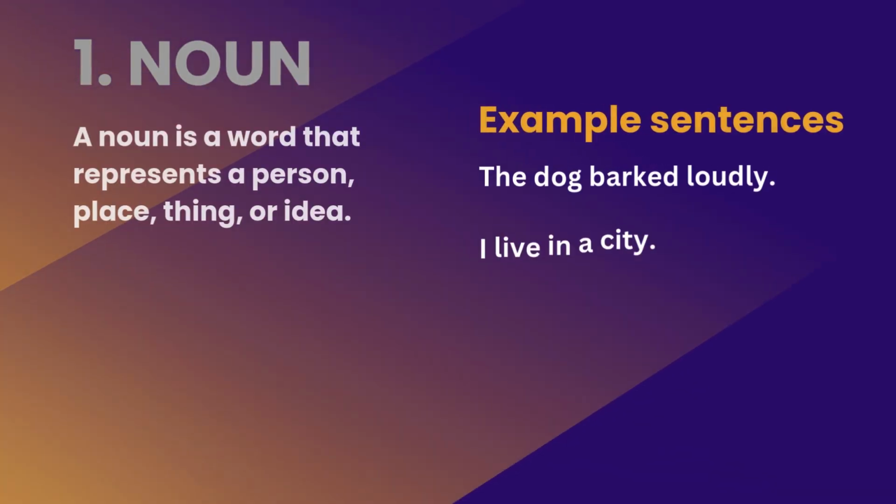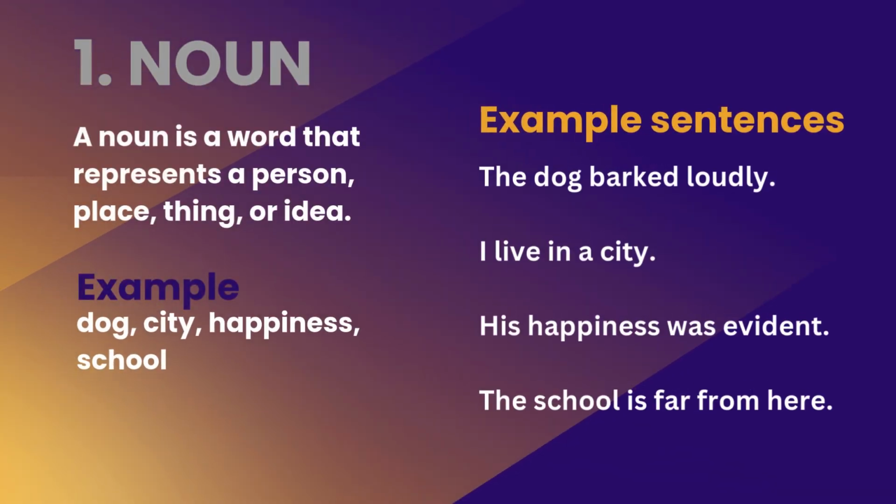Let's start with nouns. A noun is a word that names a person, place, thing, or idea. For instance, the word dog is a noun because it refers to an animal. In the sentence, the dog barked loudly. The word dog is the subject, the main focus of the sentence. Here's another example. I live in a city. In this case, the word city is the object, but it's a noun because it names a place. Nouns can be subjects or objects in a sentence.